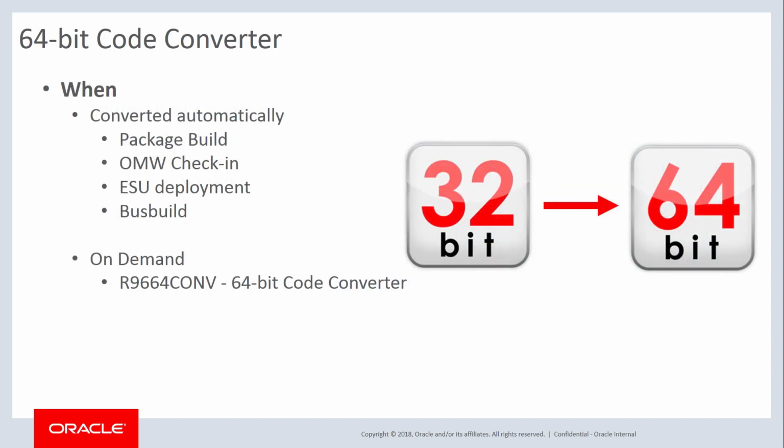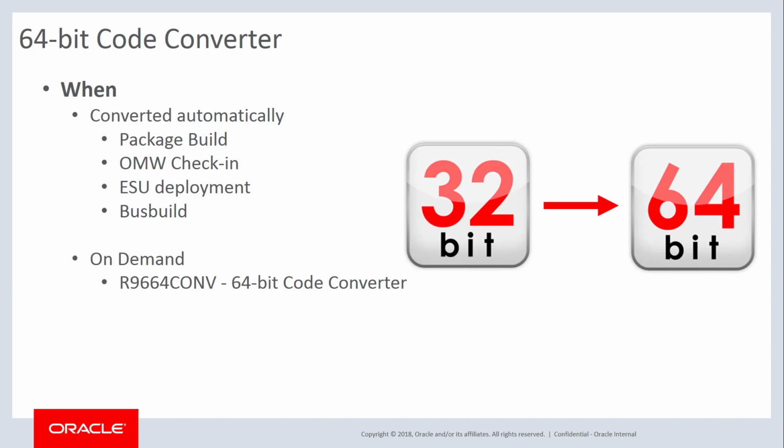So now that you know a little more about the code converter, you will want to know when the code converter gets run. By taking advantage of the files in the database enhancement that came out in 9.2.1.0, the code converter runs automatically in the following places: package build, OMW check-in, ESU deployment, and biz build.